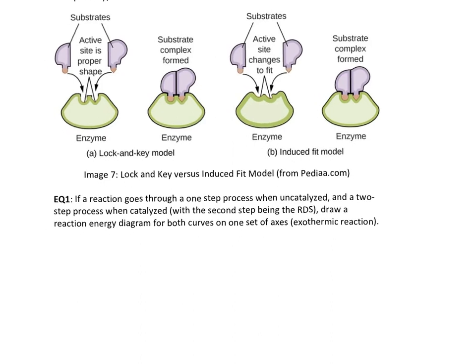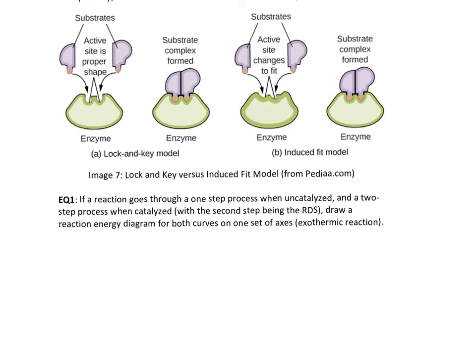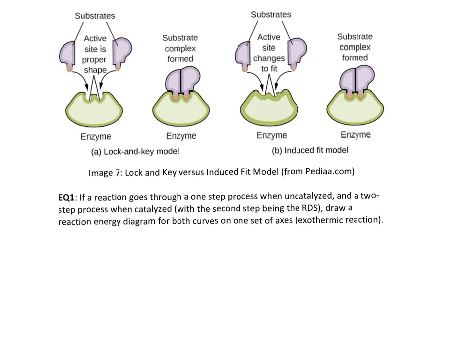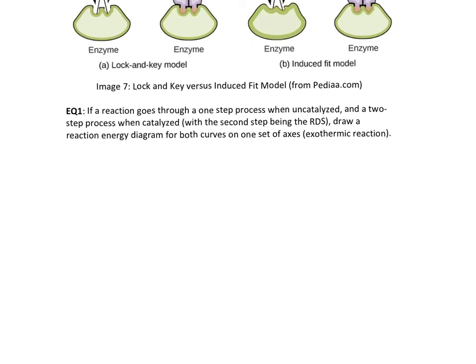So let's take all that we've talked about in terms of catalysts and answer this question. Example question 1. If a reaction goes through a one-step process when uncatalyzed and a two-step process when catalyzed, with the second step being the RDS, rate determining step, draw a reaction energy diagram for both curves on one set of axes.